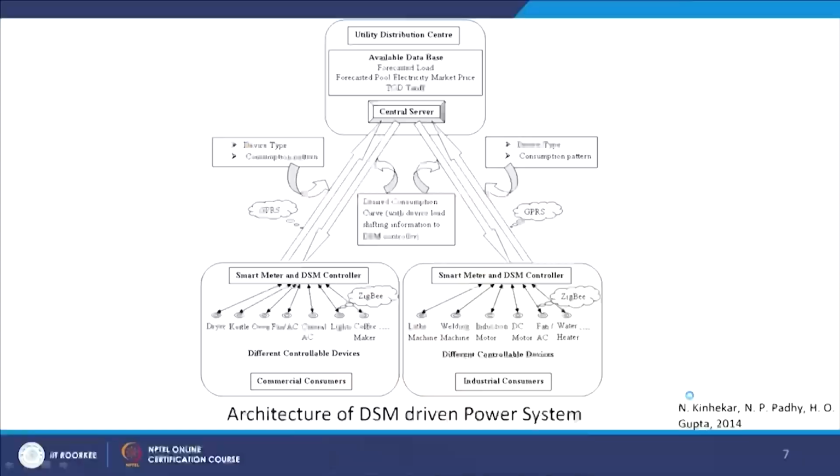Now, if you look into the architecture of a demand side management program, what we need to understand here, let us say this belongs to my utility, maybe a distribution system utility, and assuming that the forecasted load is available to me and the electricity market price is also known to me, because as we know each hour or half hour or maybe 15 minutes or 5 minutes, the energy cost has to change.